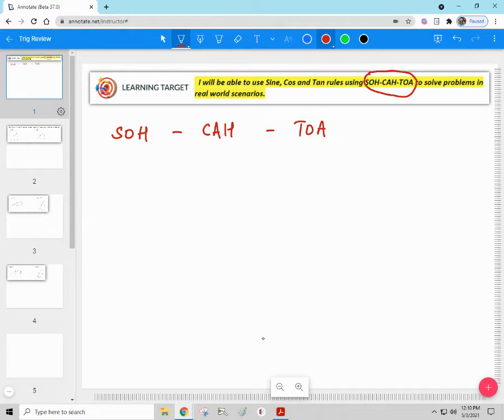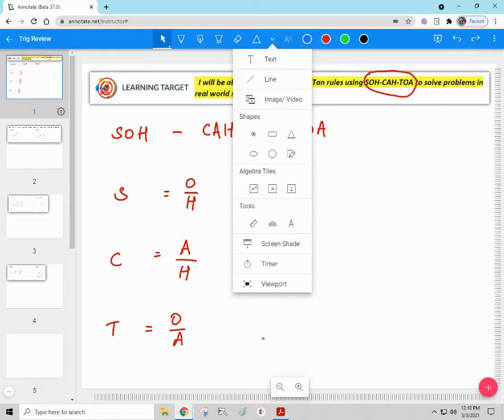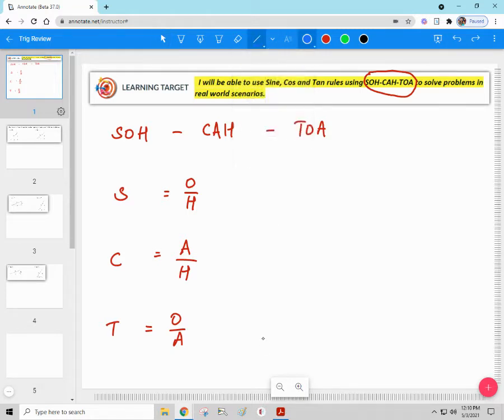So the first one is S equals O over H. Second one is C equals A over H. And the third one is T equals O over A. So what it means, if you are taking, let's say, a right angle triangle. Let me try to draw a right angle triangle.